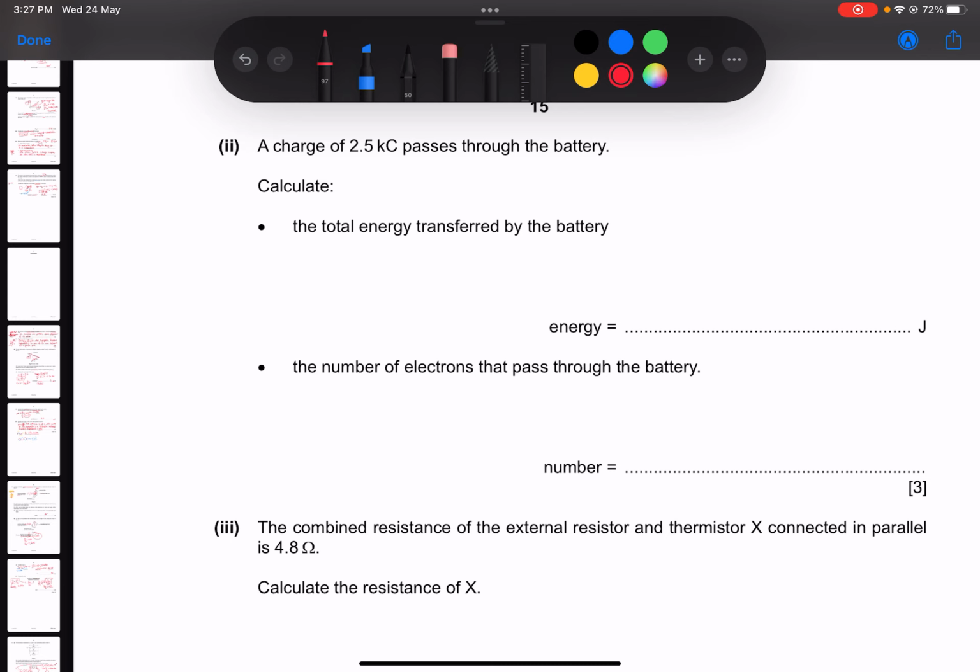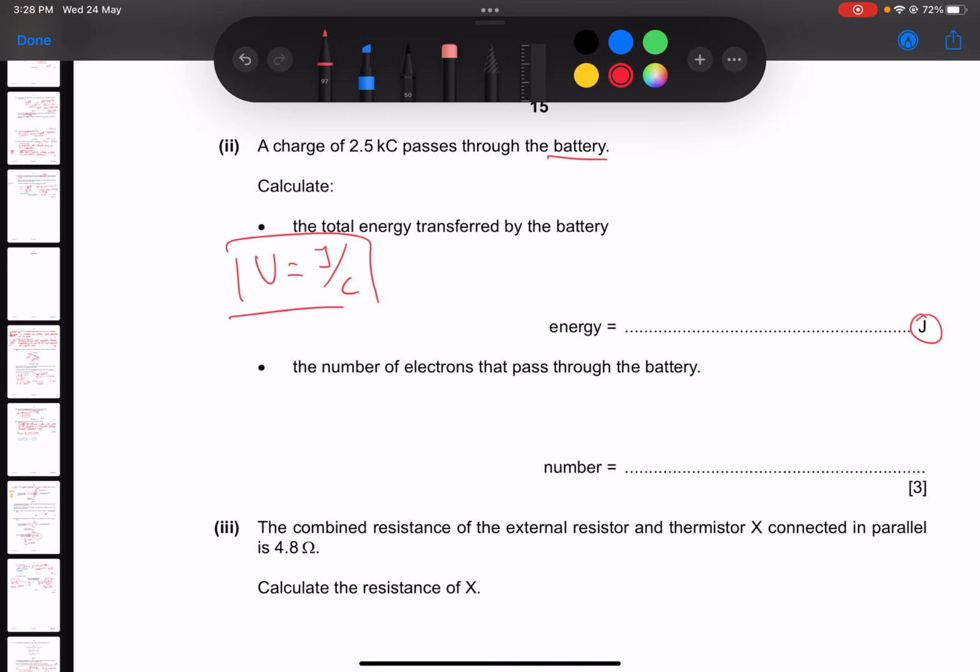A charge of 2.5 kilocoulomb passes through the battery. Calculate the total energy transferred by the battery. How much energy is being transferred? Simply, guys, what is volt? What is the definition of volt? Volt is the joule spent for each coulomb. This is the definition of the volt actually. Joule spent for each coulomb, okay? And from this definition, you can just solve it, okay?